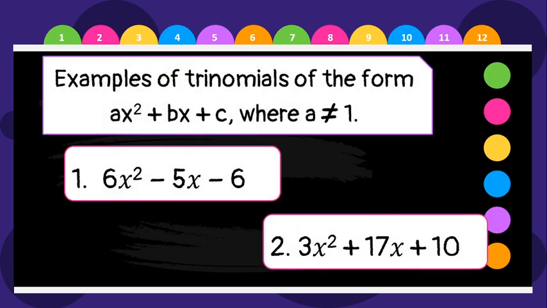Next, let's have examples of trinomials of the form ax squared plus bx plus c, where a is not equal to 1. This time, we now have numbers in the first term greater than 1. So, for example, we have here 6x squared minus 5x minus 6 and 3x squared plus 17x plus 10.